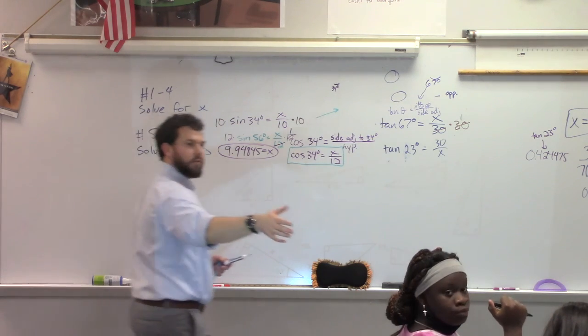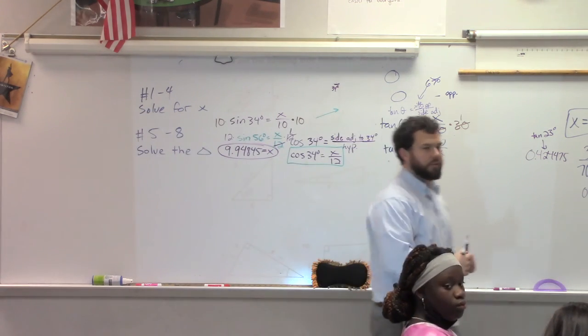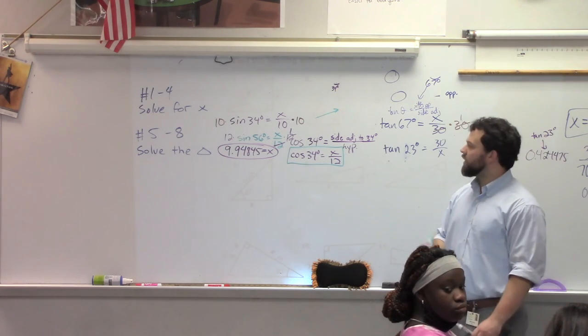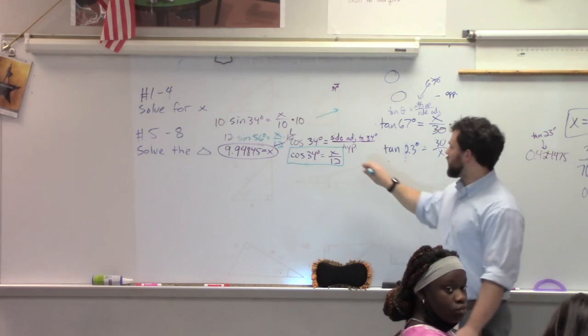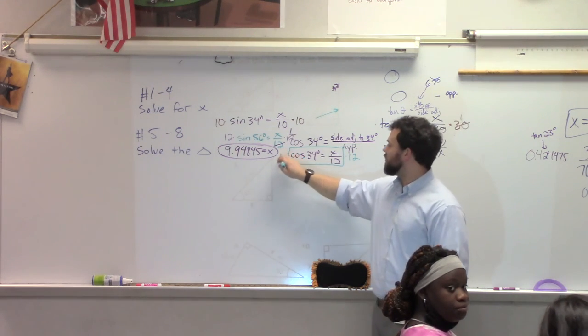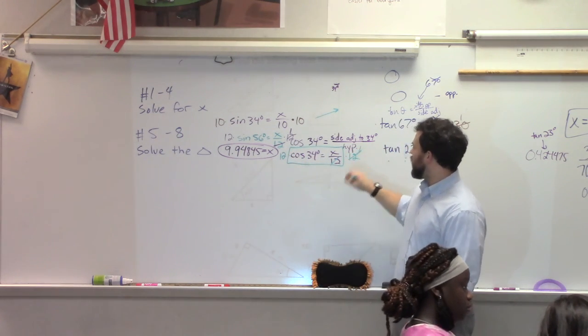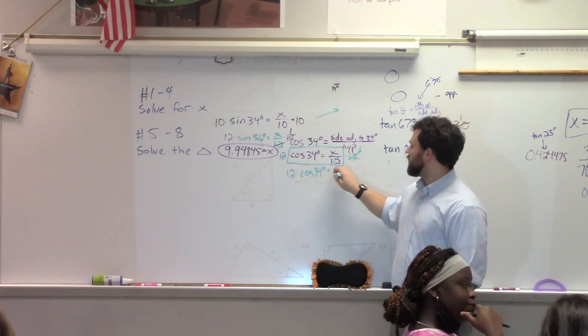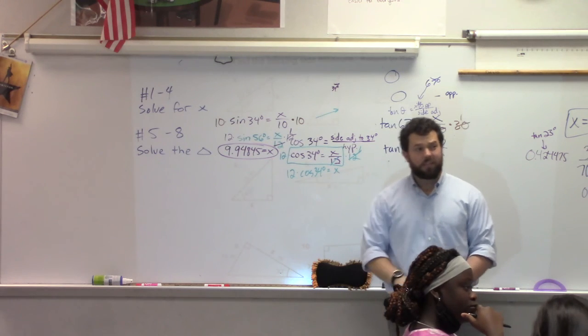Over here, what did y'all do to solve this equation? Same thing. When you say the same thing, you multiplied by 12 on both sides? So 12 divided by 12 is 1. So what is 12 times the cosine of 34 degrees? 9.94845. It was the same answer?